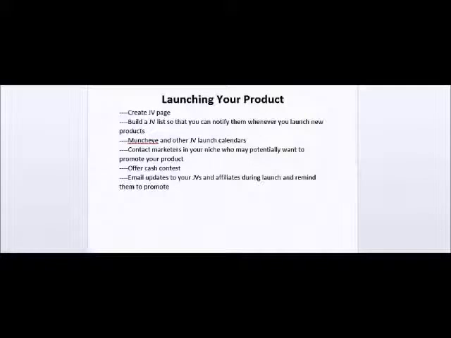Okay, now on your JV page, you also want to have an opt-in form because you want to build a list of JVs and affiliates so that in the future, when you have other product launches, you can easily notify them. Okay, they don't have to go out looking for you. You could just notify them of your upcoming product launch. Okay, you also want to contact other marketers in your niche who may potentially want to promote your product. Okay, you also want to offer a cash contest.